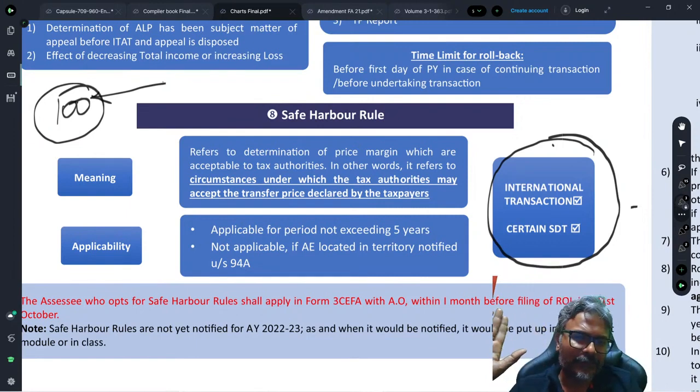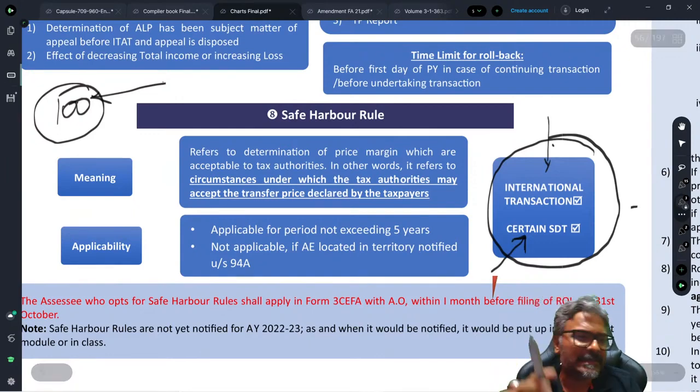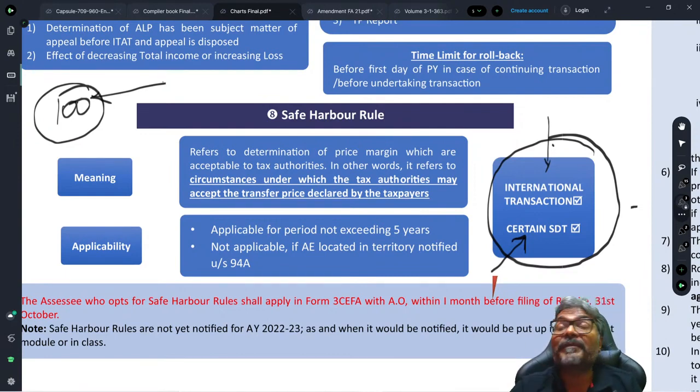Is that clear to all of you, students? Now, in the examination, students, what is important? Is the safe harbor rule applicable for international transactions? Yes. Is the safe harbor rule applicable to the specified domestic transaction? Again, the answer is yes. So it is applicable for both the international transaction as well as for the specified domestic transaction. This safe harbor rule is applicable in respect of both.